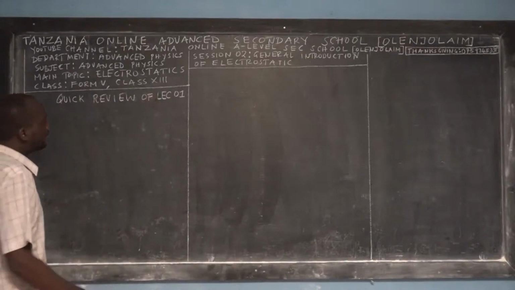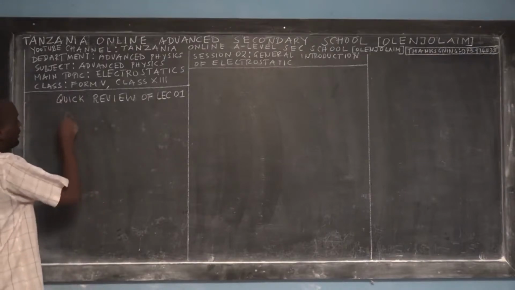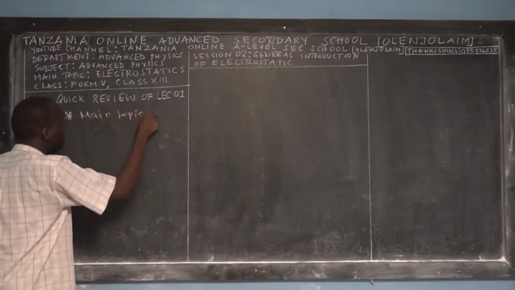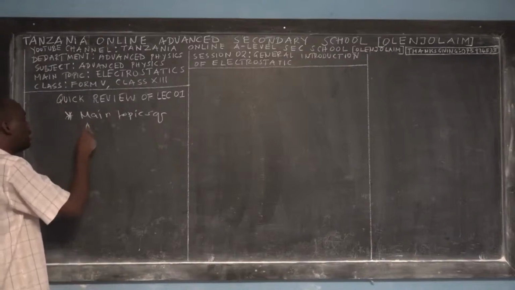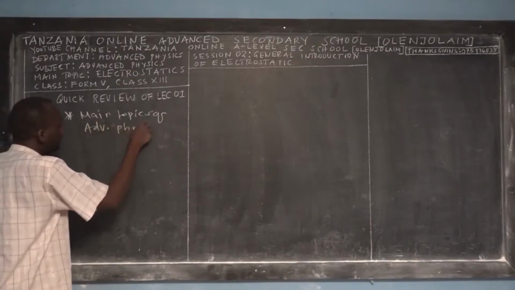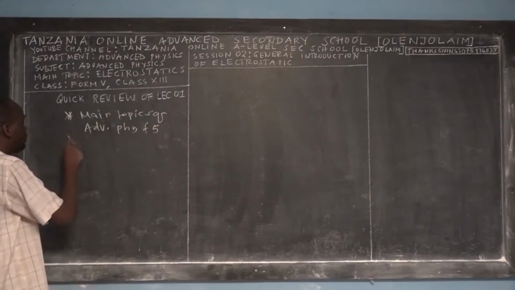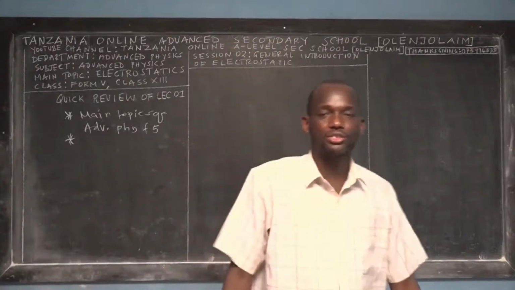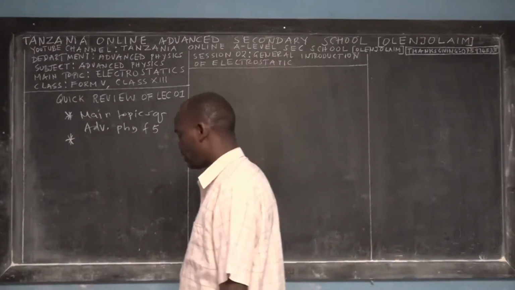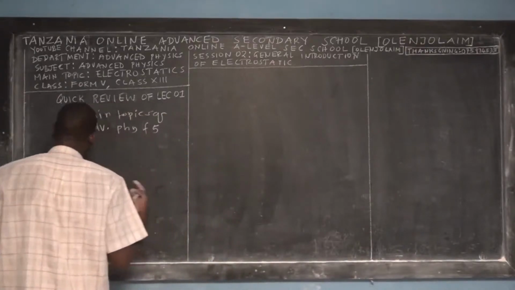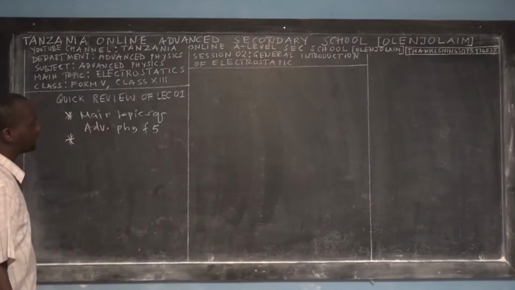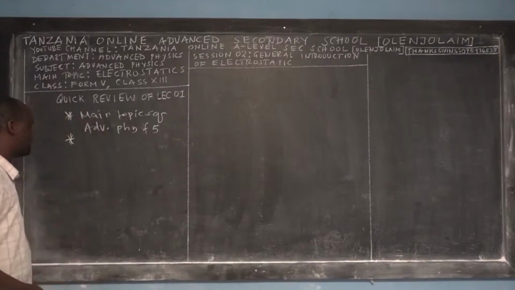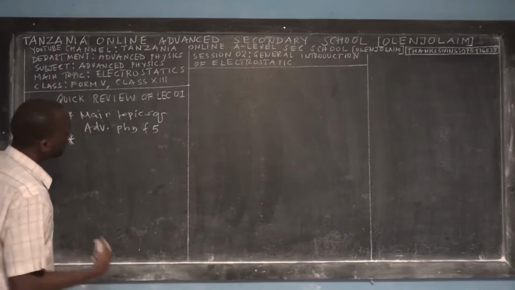In lecture 1, first of all, I gave you the main topics of advanced physics, Form 5. We have 4 main topics. First one is mechanics, which contains 11 topics. Second one is heat, which contains 3 topics. Third one is wave, which contains, I think, 4 to 5 topics. And the last one is electrostatics, which contains 5 topics according to my classification, but according to the syllabus, it contains 3 subtopics.